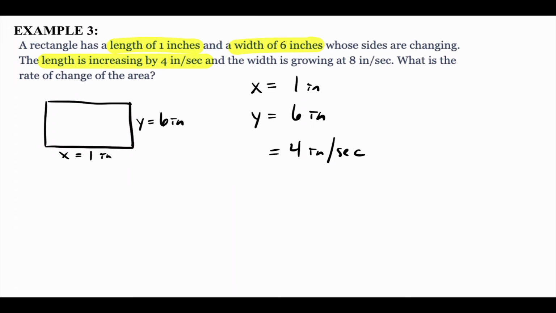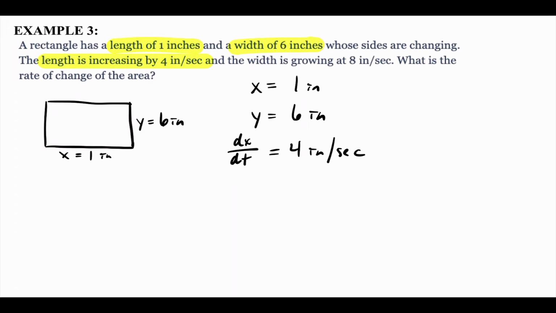Not dl over dt, because what did we use for length? What letter did I use for length? X, yeah, we use an X. So if you use L and H, go for it. But since I used X, I'm going to use X. So dx over dt is 4 inches per second.